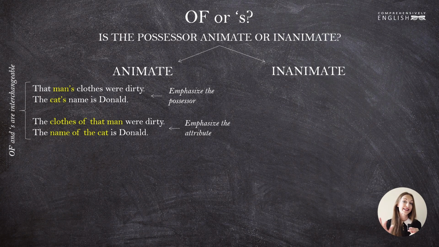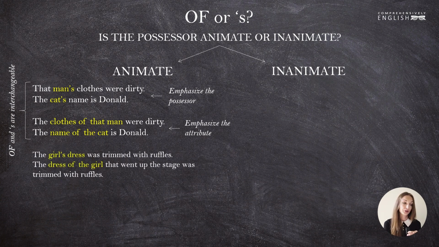Now, though of and the apostrophe s are interchangeable with animate nouns, sometimes it is the structure of the sentence that will influence our choice. In some sentences, it will only be possible to use the apostrophe and s, and in others, of will be preferable. Let's see. The girl's dress was trimmed with ruffles. The dress of the girl that went up the stage was trimmed with ruffles. Can we use the apostrophe s in the second sentence? No, we can't. We cannot say the girl's dress that went up the stage was trimmed with ruffles, because the sentence becomes difficult to understand.